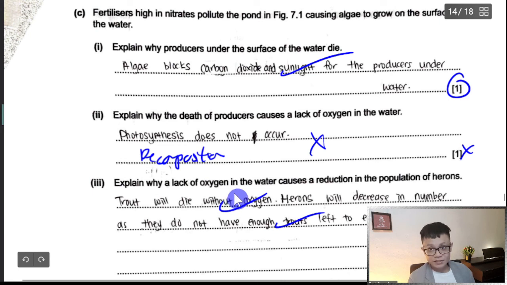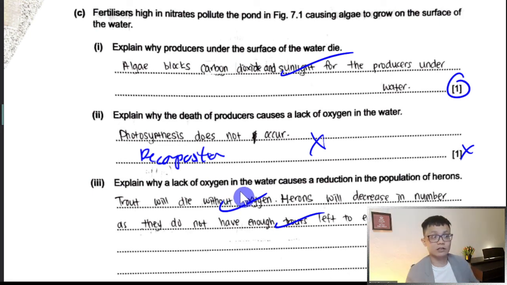And during respiration, they use a lot of oxygen. So they use oxygen from the water. If there's a lack of oxygen in the water, all the fish will die. So eventually all the fish will die. So the keyword is decomposition.